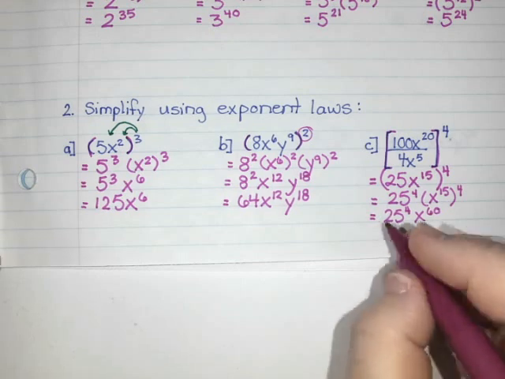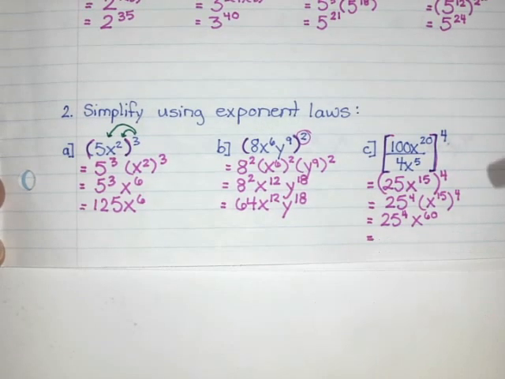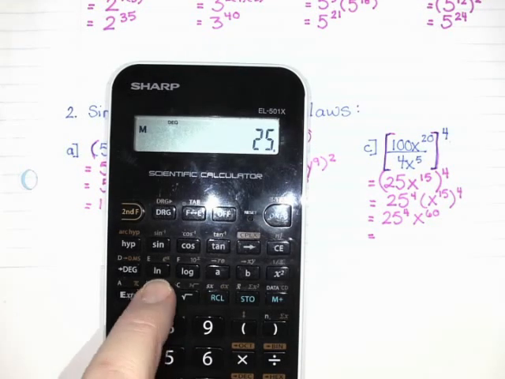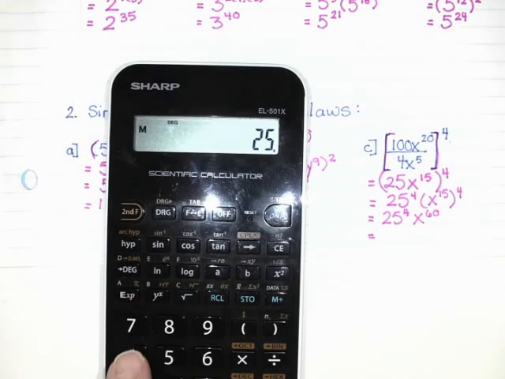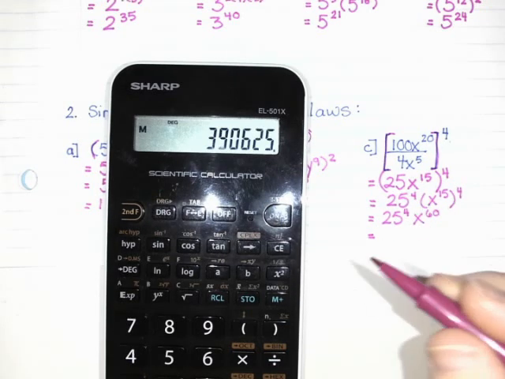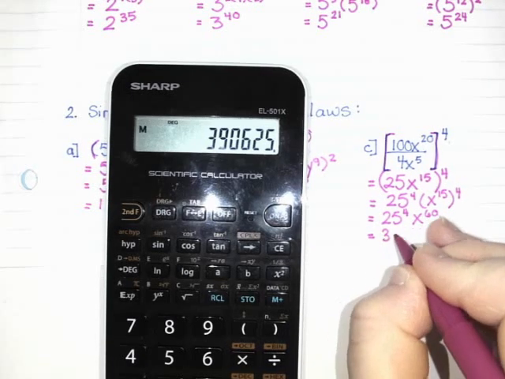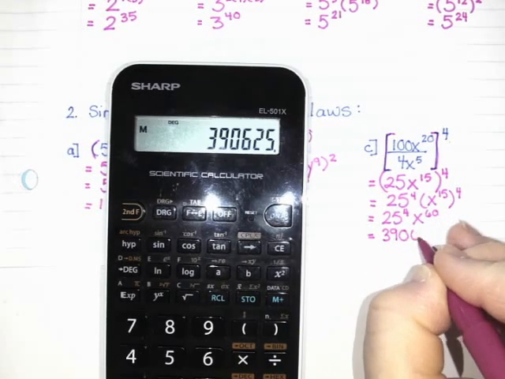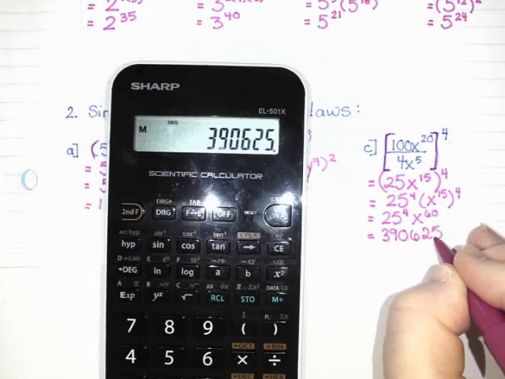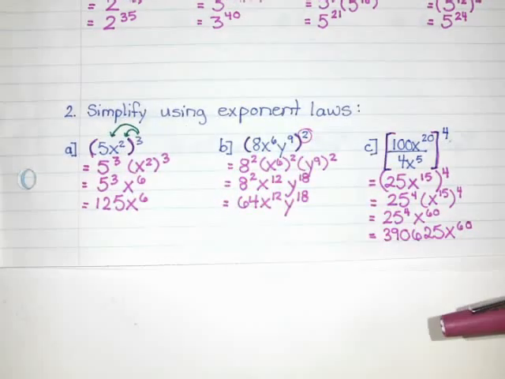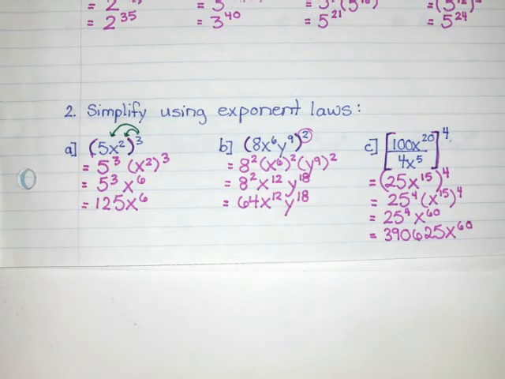You could leave it like that, but I think I'm going to work out what 25 to the power of 4 is, and that's not one that I know off the top of my head. So you can multiply 25 by itself 4 times, or if you have a scientific calculator, you can work out 25 to the power of 4. So I got 390,625 x to the power of 60. And that's what you need to know about doing power of a power.